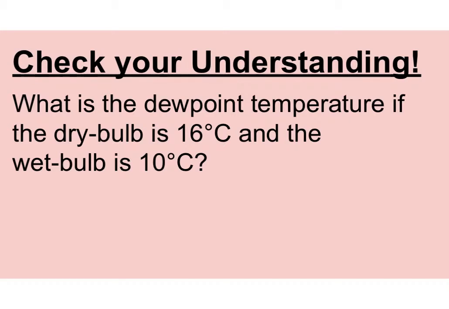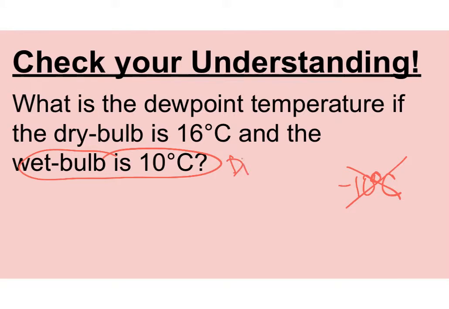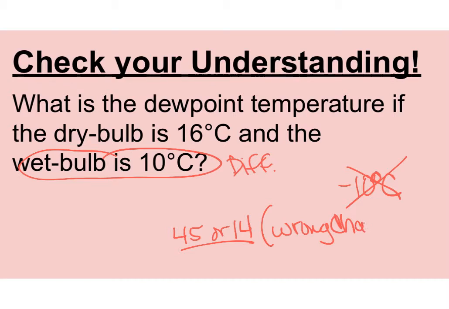All right, so hopefully you got that right. If you said negative 10 degrees Celsius, that was not right. You probably used the wet bulb temperature instead of the difference to figure it out. And if you said either 45 or 14, you probably used the wrong chart. You probably used the one at the bottom, which was for relative humidity, instead of the one at the top, which was for dew point temperature. So hopefully, if you didn't get those right, let's give it another chance.